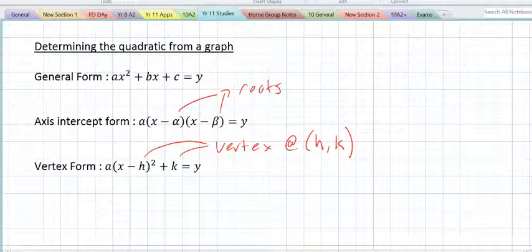The general rule of finding quadratic functions is, depending on the information you're given, go for one of these two forms and find either alpha and beta first or h and k first. And then you'll be given a third piece of information, usually the y-intercept or another point on the line, which you can use to find a.